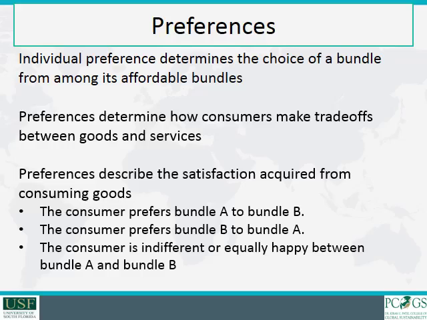Preferences describe the satisfaction or the happiness that is acquired from consuming goods or services. It's not about the costs that are incurred. We can describe this logically. Any two bundles can be ranked in one of three ways. First, the consumer will prefer bundle A to bundle B. In the second category, the consumer will prefer bundle B to bundle A. And in the third category, the consumer is indifferent, or equally happy consuming either bundle A or bundle B.